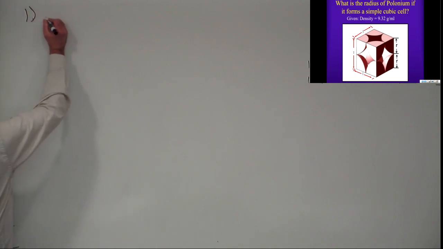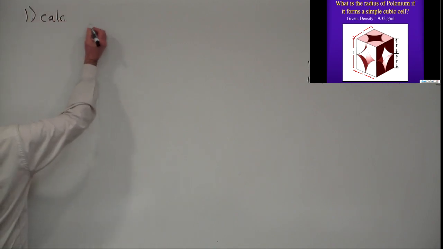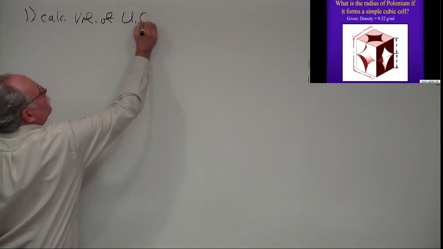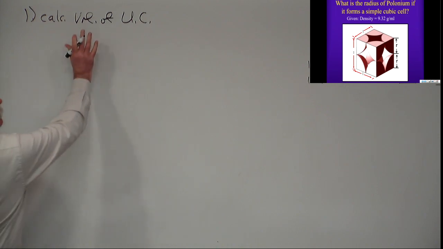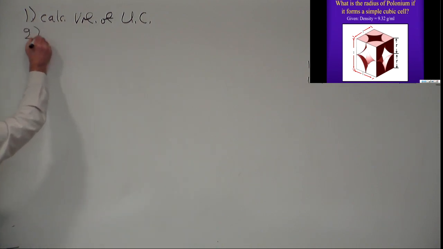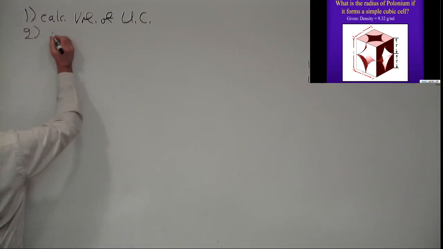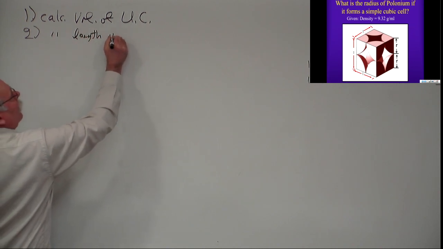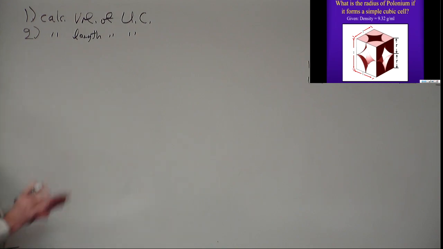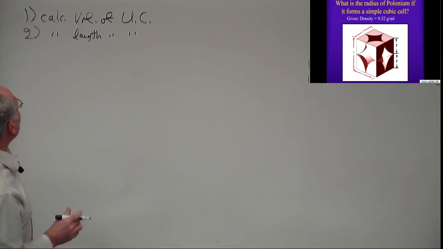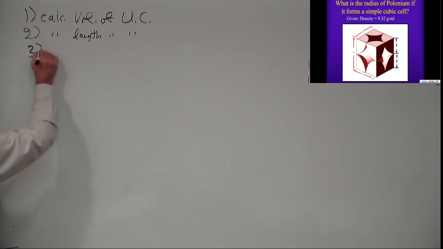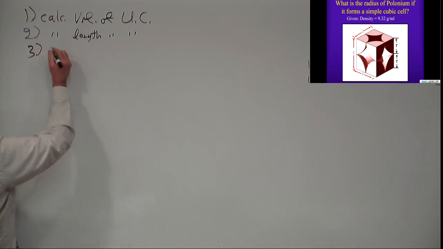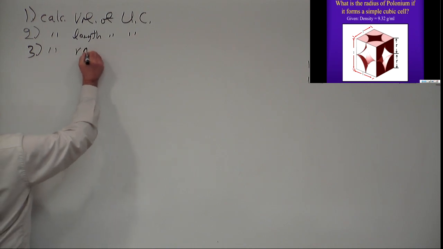The first step is calculate the volume of the unit cell. And I'm going to write UC for unit cell. Once we know the volume of the unit cell, we do the second step, which is calculate the length of a side of the unit cell. And these are simple cubic cells, so they're all equal. And then the third is knowing the type of unit cell and the length, we can calculate the radius.